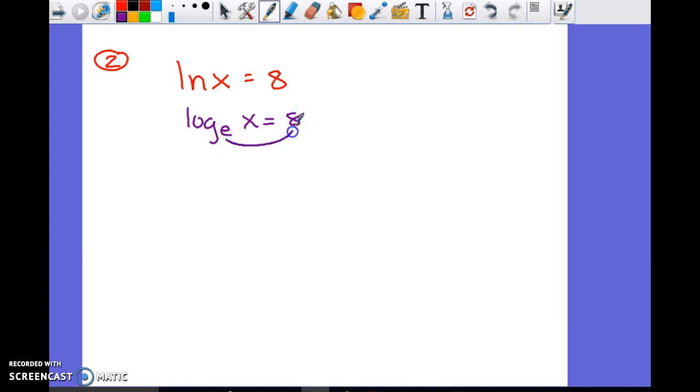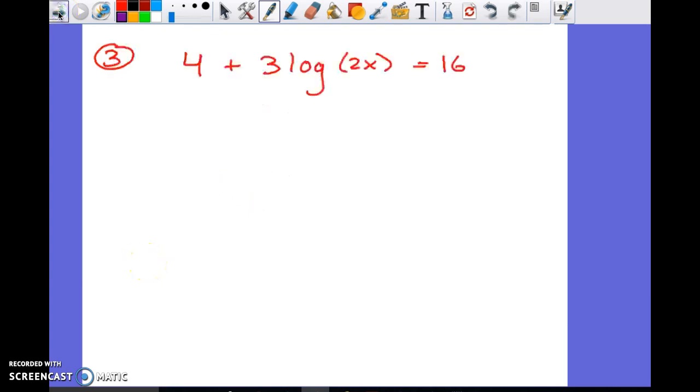So e to the 8 equals x. And that's your answer, e to the 8. Just leave it like that. If you want to type it in the calculator, that's fine, but this is good enough for me. It's actually more accurate that way.